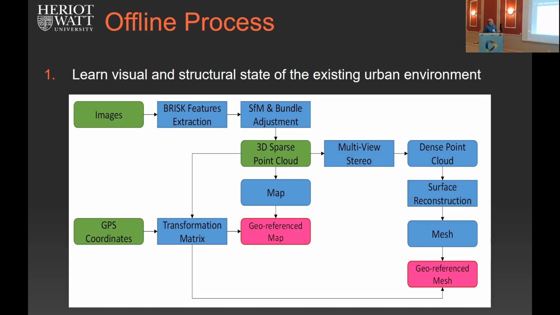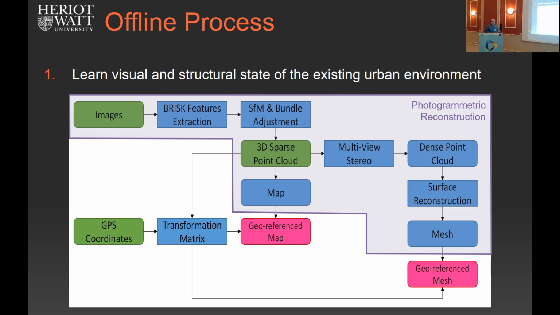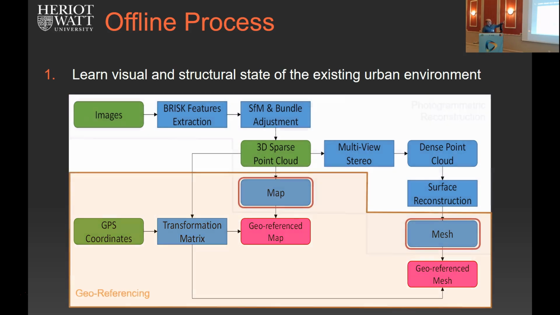Concerning the first process, you can see the pipeline of our work. First of all, we go on site and take some images. We extract the features and create a 3D sparse point cloud and a map of features. Then with this sparse point cloud, we create a dense point cloud and later a mesh. Then we apply the transform to the data, and we georeference both the map and the mesh.